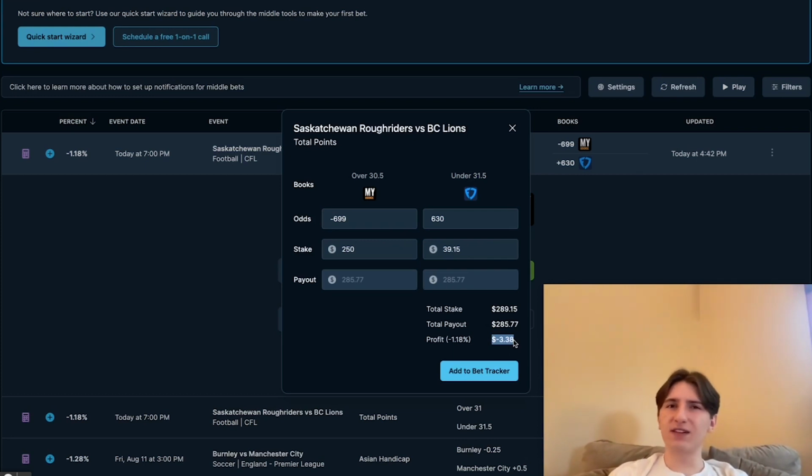And that's because this isn't a very good middle. Usually your middles, you'd hope to be arbitrage bets also. For example, maybe change these odds from 630 to 730, which is very possible to happen at some point. And now you're guaranteed in every situation to make a profit. So if the game doesn't finish with 31 points, you still walk away with $1.50 of profit.